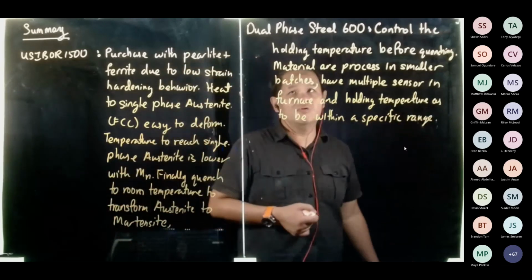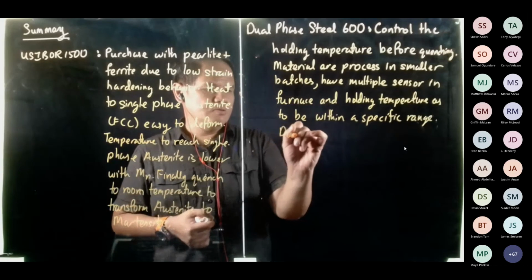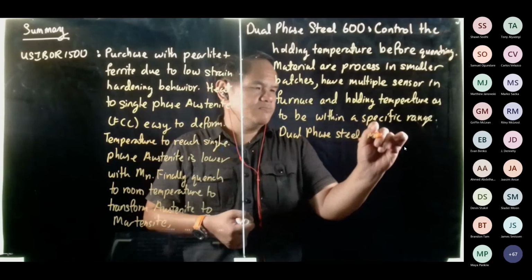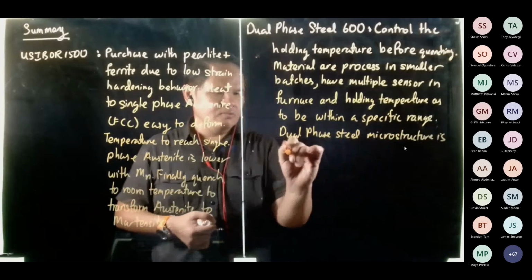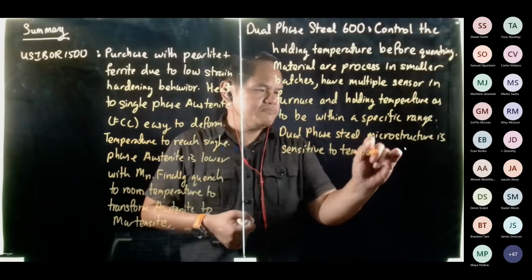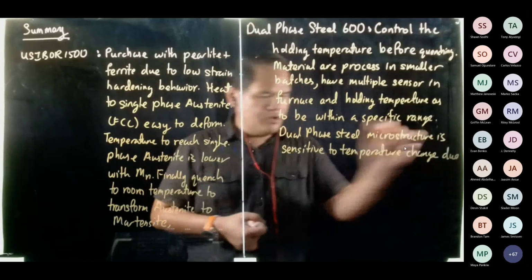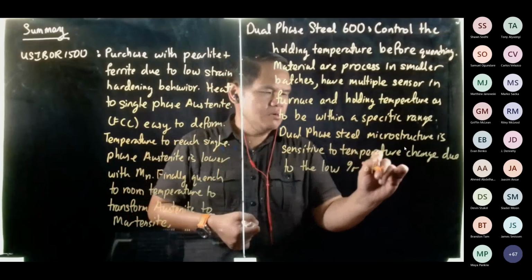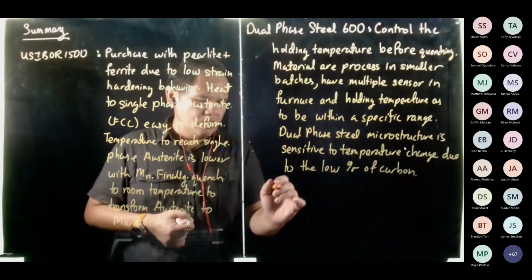Okay, so that's what we know about dual phase steel, and why this solution is dual phase steel. The microstructure is sensitive to temperature change due to the low percentage of carbon. Let me elaborate on why the low percentage of carbon.